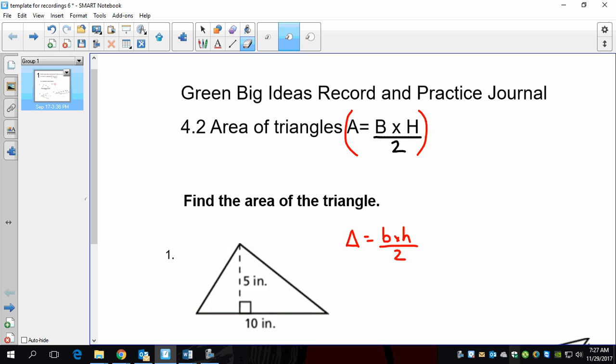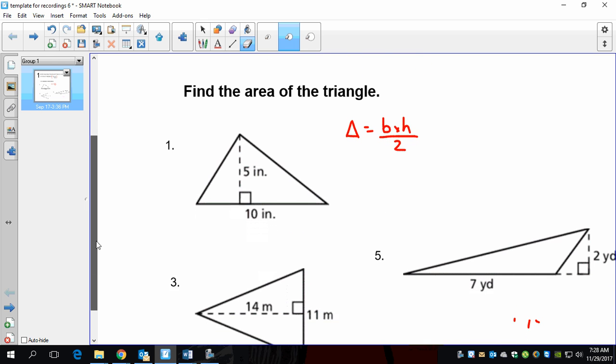And right here I have in parentheses, area of a triangle equals base times height divided by 2. Now there's actually two different ways we can do this, and sixth graders will do this two different ways. The first way we're going to do is base times height divided by 2, and I have that written down in red here for our formula.